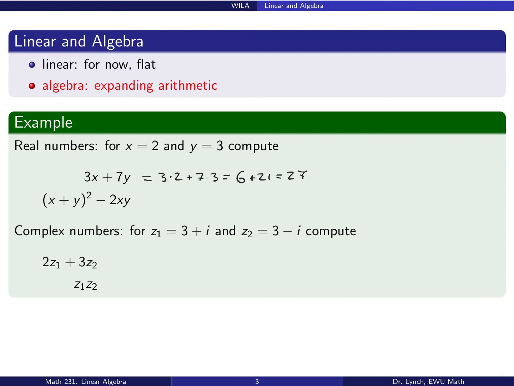We can also do more complicated calculations too, like this one, (x plus y) squared minus 2xy. So we see here that (x plus y) quantity squared minus 2xy gives us 13.